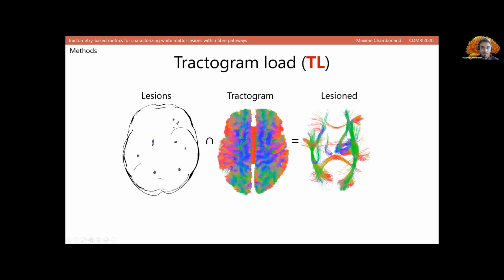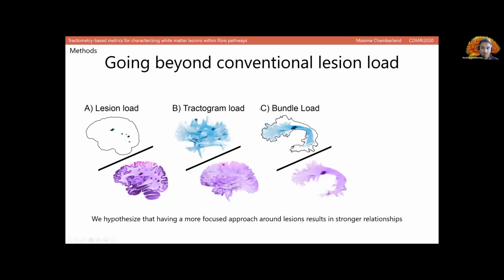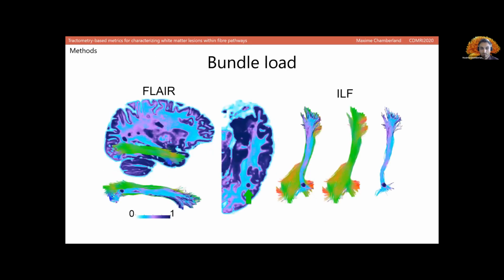Next, there is the bundle load, which is a specific case of the tractogram load, which can be applied at the local level to be more targeted to pathways in the brain that would be relevant for a specific task. So again, here's an example here.